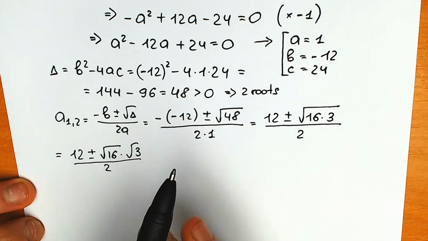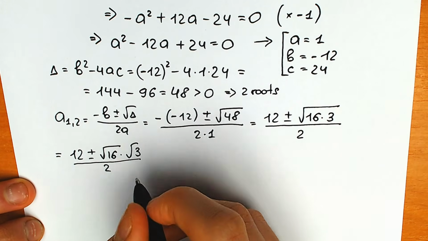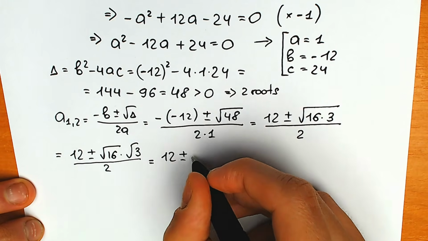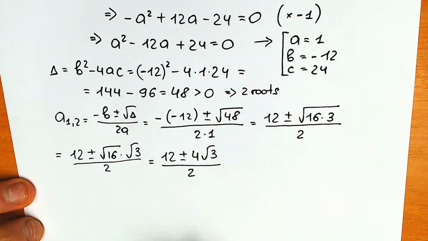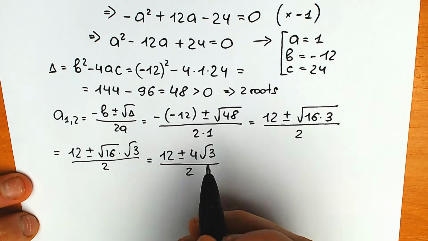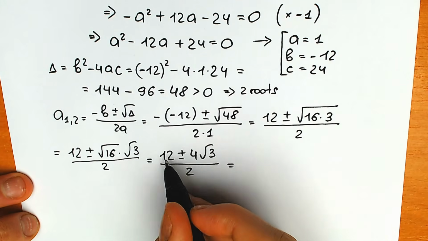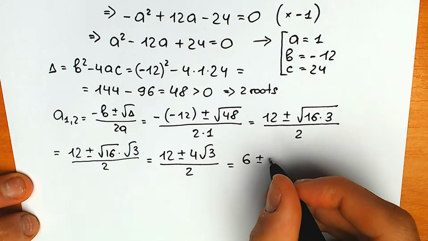And right now, why do we express 16 times 3? Because 16 is a table case, and square root of 16 equals 4. So 12 plus minus 4 square root of 3, all over 2. And the final trick, we're going to divide our numerator by 2. So we divide 12 by 2, so we have 6 plus minus 2 square root of 3.